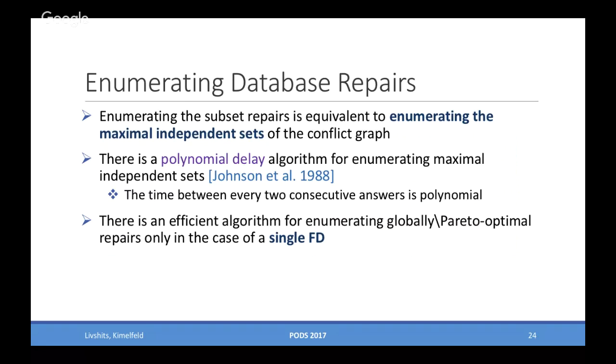For globally optimal repairs and Pareto optimal repairs, the two notions that are based on checking if a set of facts can be improved by a better set of facts, previous results on the ambiguity problem, the problem of deciding if there is precisely one optimal repair, imply that there is an efficient enumeration algorithm only in the case of a single functional dependency. And again, this algorithm is very, very simple. So the only question left is, can we enumerate the greedy repairs efficiently? Okay, the greedy repairs are those that can be generated using the greedy algorithm that I showed you before.